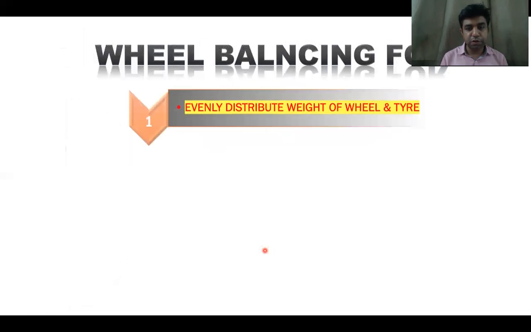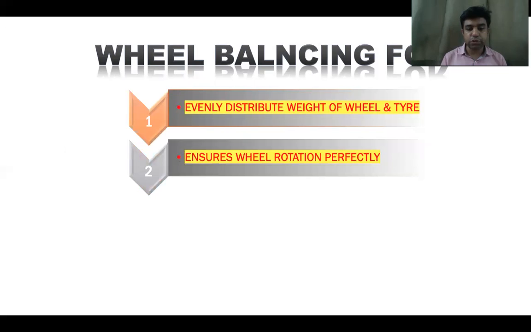Now let us have a look at what we can achieve by properly doing wheel balancing. First of all, we can get an even distribution of the weight of the wheel and the tire. Obviously, the weight of the wheel and tire gets unevenly distributed, and that's why we need to go for wheel balancing. Suppose we are adding more weight, and proper weight, in a proper location, then definitely we will have proper weight distribution in the wheel and tire. Second, it ensures the wheel rotation in a perfect way.